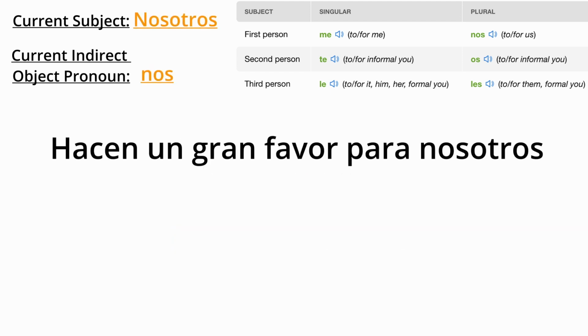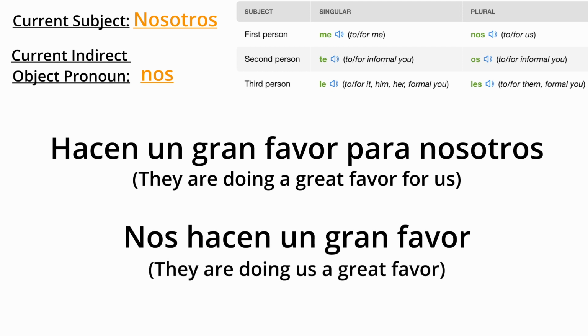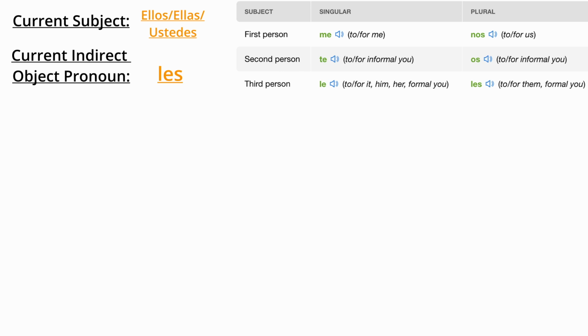Now a simple example of nos. Hacen un gran favor para nosotros. Nos hacen un gran favor. I hope that makes sense. In the last couple of examples, we will cover les, which is a third-person plural pronoun. As I said before, it works just like le, except les will replace ellos, ellas, and ustedes.